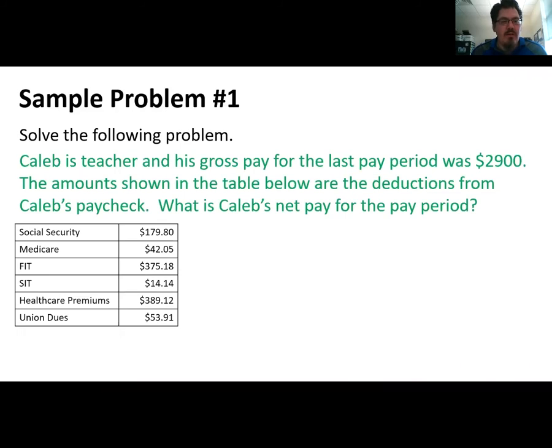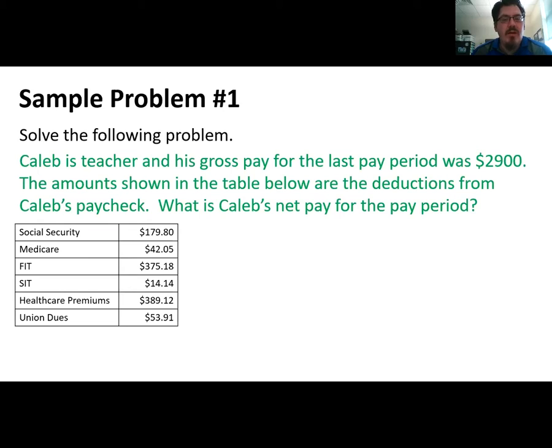In this situation, we are simply going to calculate net pay based on a series of deductions. So in our problem, Caleb is a teacher. His gross pay for the last period was $2,900. Since Caleb's a teacher, he's likely getting paid on a salary model, so he gets a certain yearly salary that's divided equally among the number of pay periods. So every pay period, Caleb gets the $2,900 in gross pay.